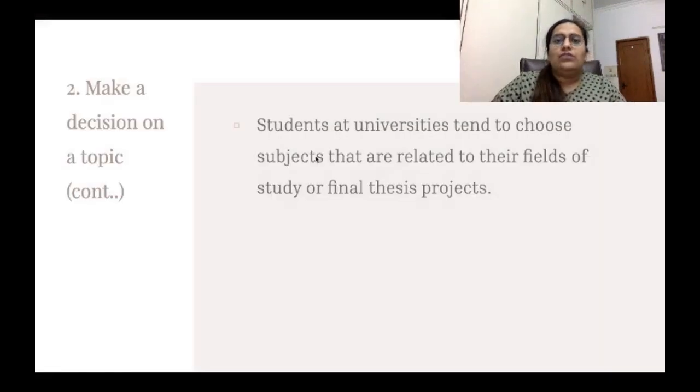Students at university tend to choose subjects that are related to their fields of study for their final thesis projects. You need to complete your thesis within 1 year. So try to choose a relevant study that can be completed within a year, so that you have a final thesis in your hand to write about.